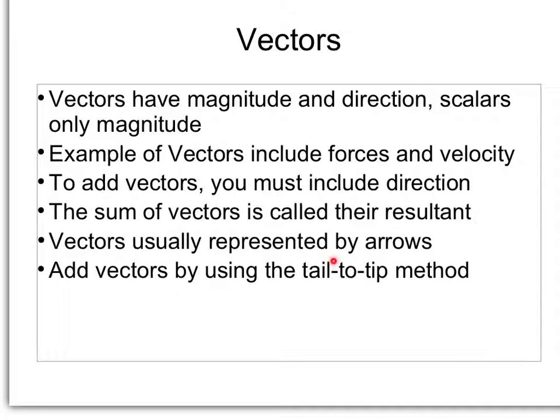Vectors are represented by arrows, as you'll see in a minute, and they're added using something that's called the tail-to-tip method. Very easy, and we'll talk about that in the next slide.